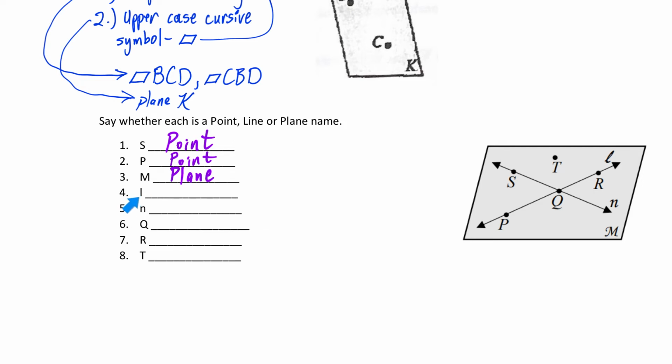Okay, this is an L. I tried to find a different font for that real quick and I couldn't, which means I didn't try very hard. But anyways, this L right here, what is the L talking about? Yes, it's this lowercase cursive L. It's saying this line right here is just line L. So that's a line. Okay, what about the N? That is for a line. What about the Q? The Q is a point. The R is a point. And then the T is a point.